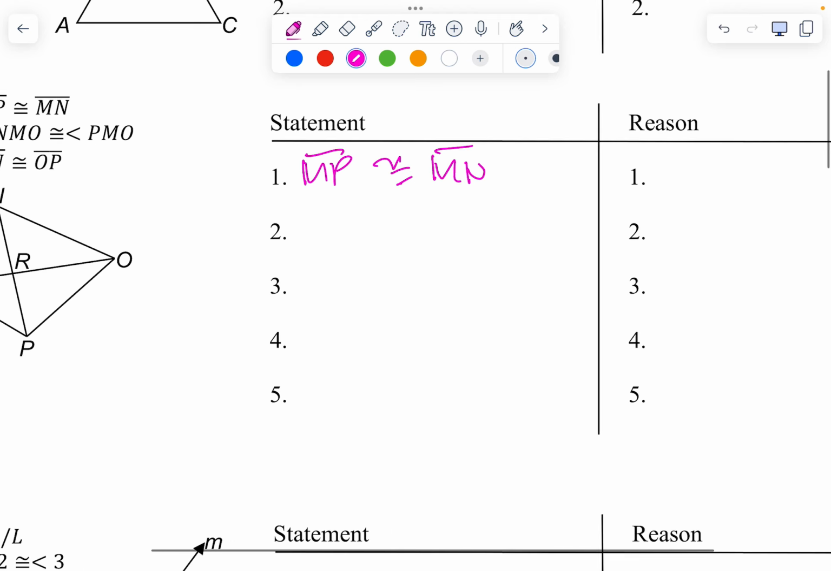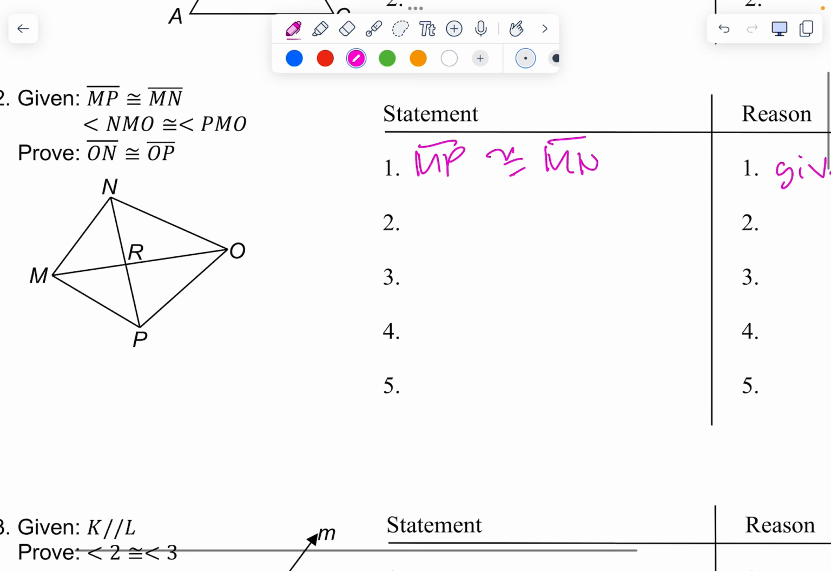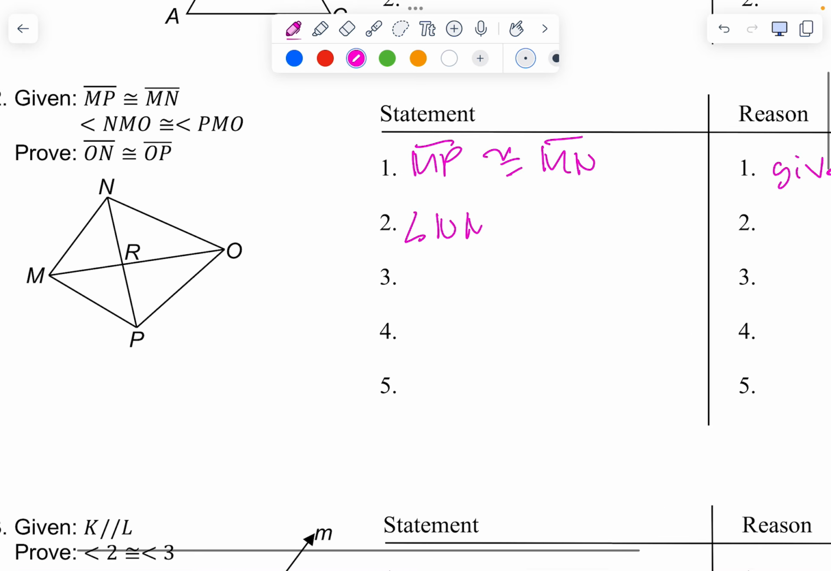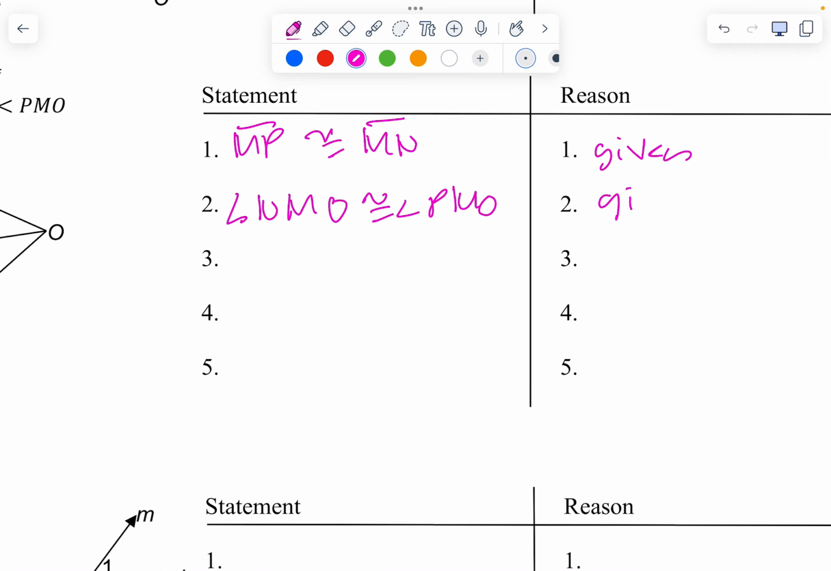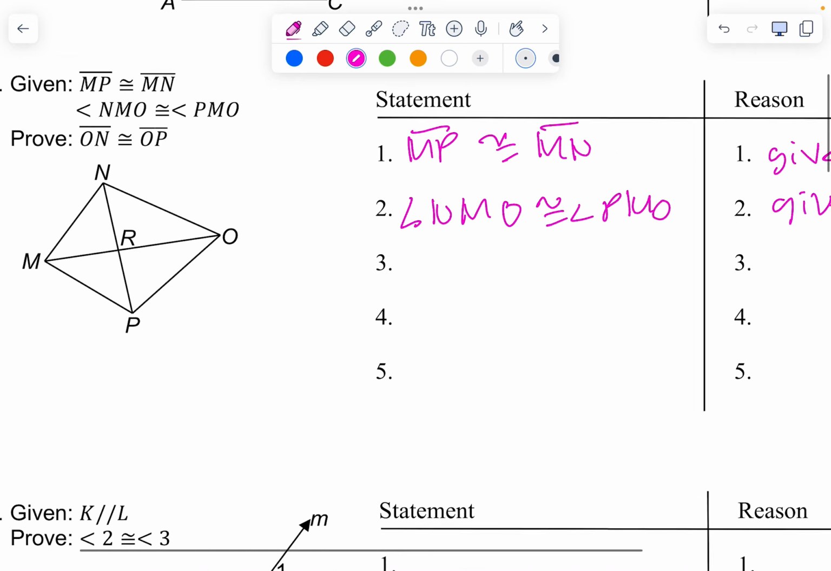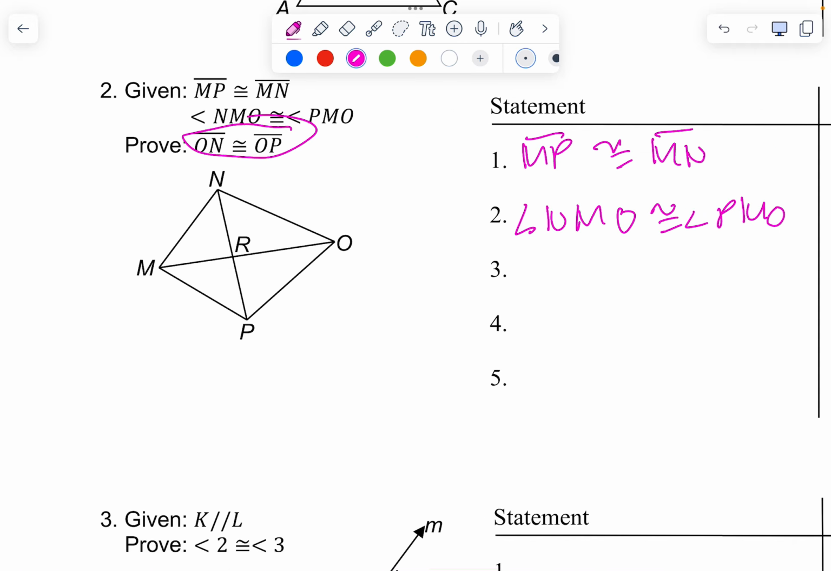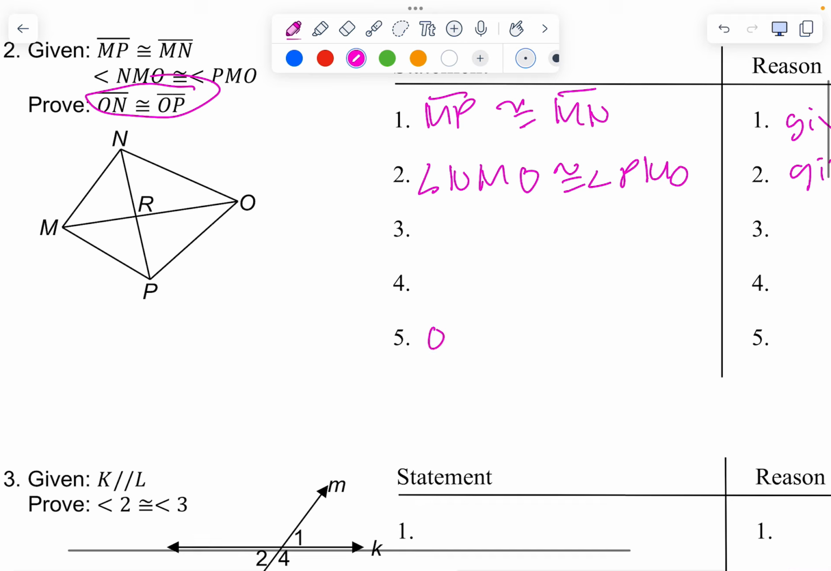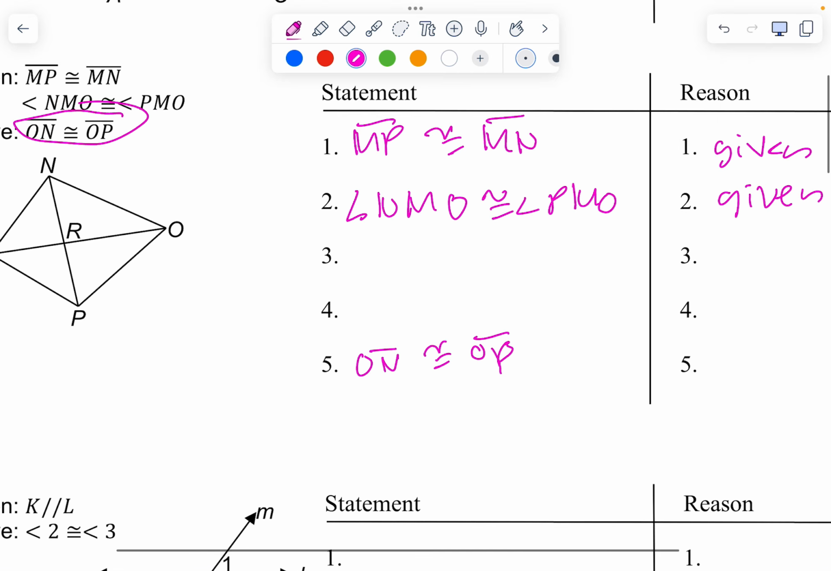And we know that is by the what? Given. If givens are the freebie, please take it. Angle NMO is congruent to angle PMO. And that's by the given also. And then before we notate, can I automatically write our final goal? So that's ON is congruent to OP. The reasoning, we're not sure yet.